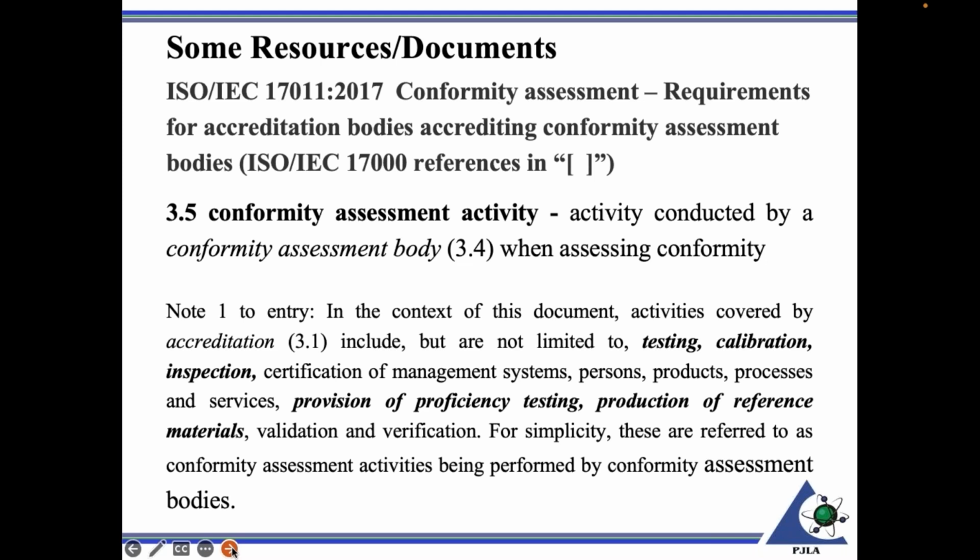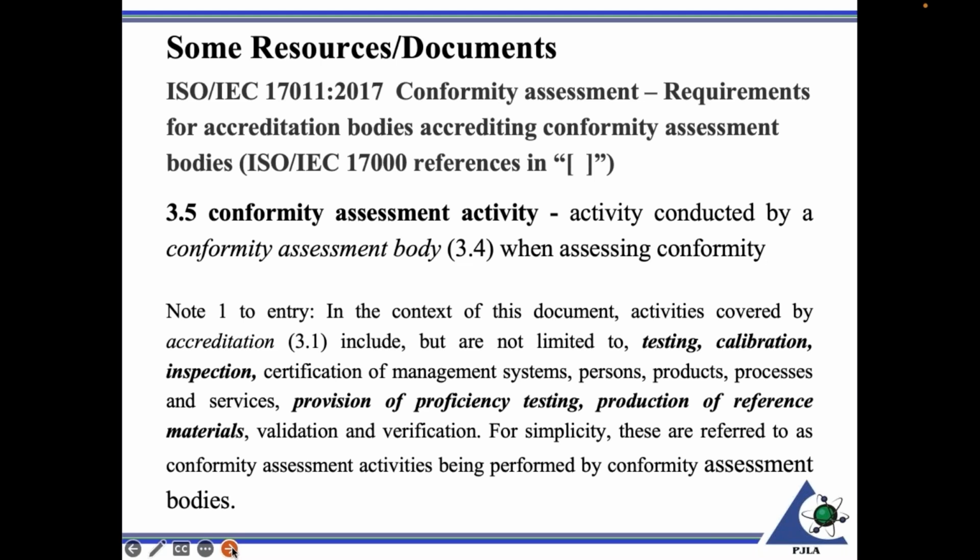So a conformity assessment activity is the activity conducted by a conformity assessment body. Now, that sounds like the stamp out redundancy department or something like that. But when assessing conformity, again, it says, well, what are these notes? At the bottom, it says, well, what are you looking at? You can see there's quite an expansive list of potential accreditation activities, in terms of what type of organizations they would accredit. So you'd have testing, calibration, inspection, and so forth.